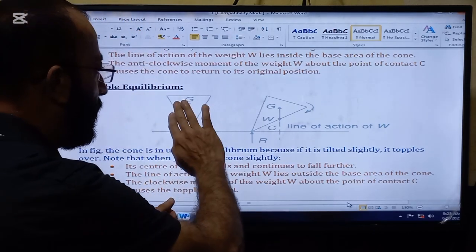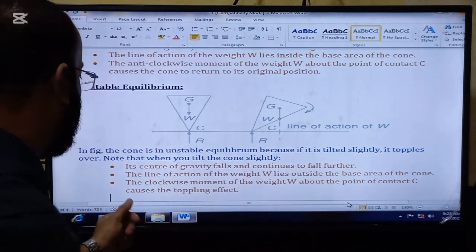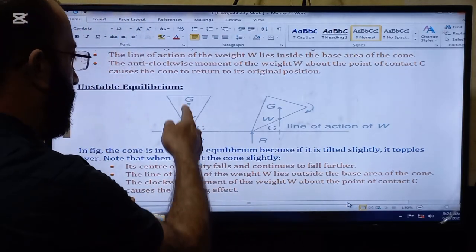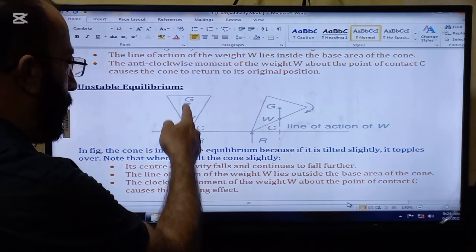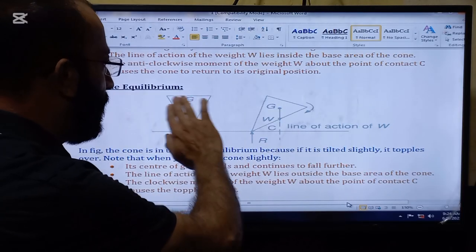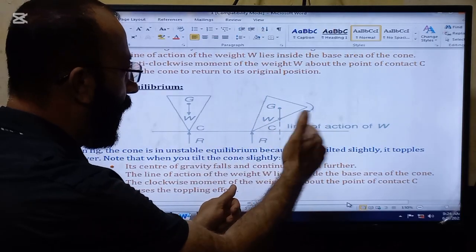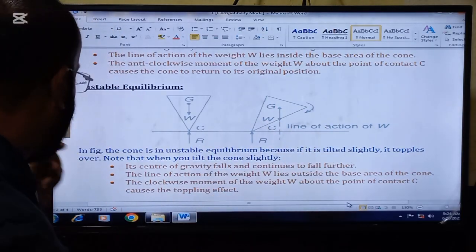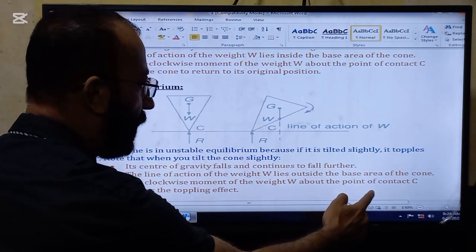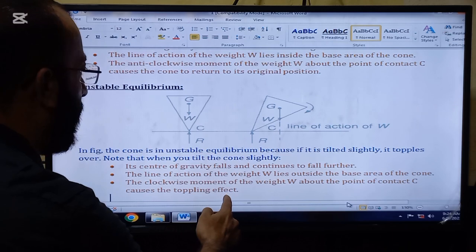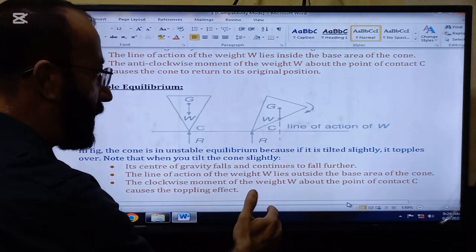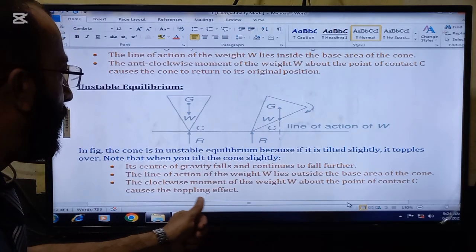Here is the center of gravity that falls and continues to fall. Number 2, the line of action of the weight W lies outside of the base area. In the beginning, this was the line of action of W. Actually, when we tilt it, that comes outside of the base area. Number 3, the clockwise movement of the weight W about the point of contact C causes the toppling effect. So when we tilt it, the clockwise movement causes the toppling effect.